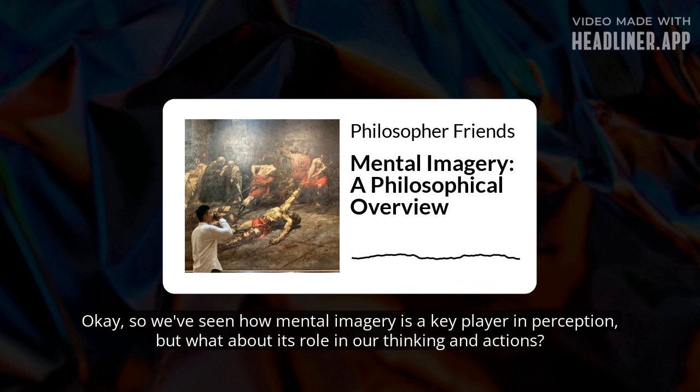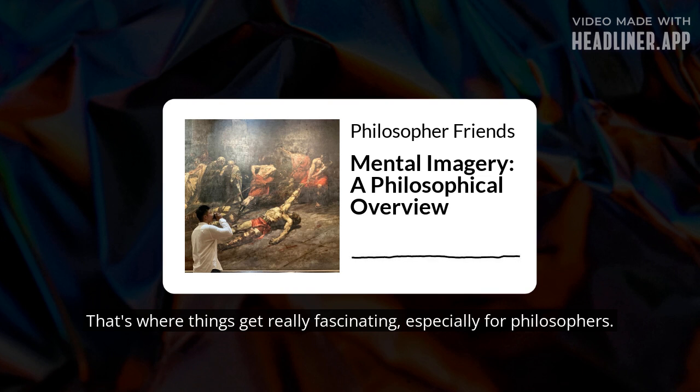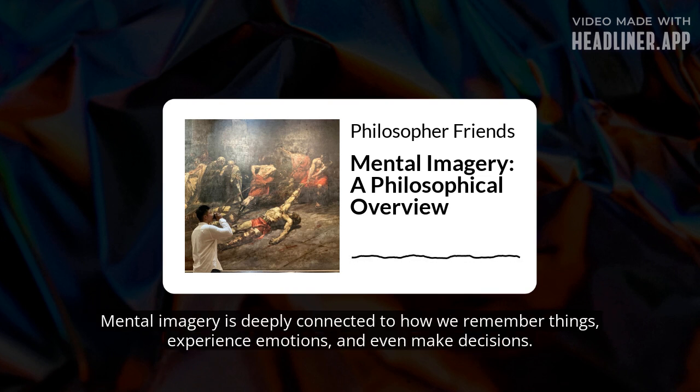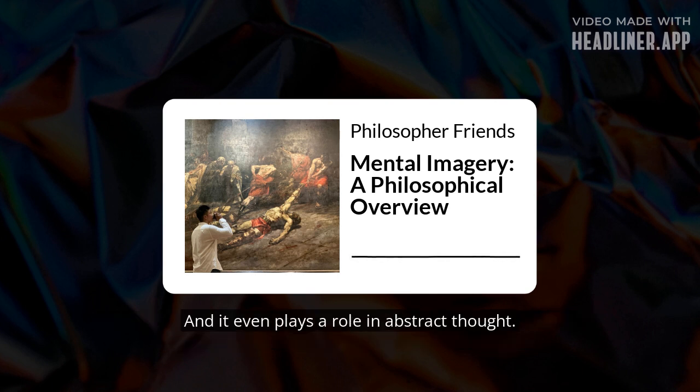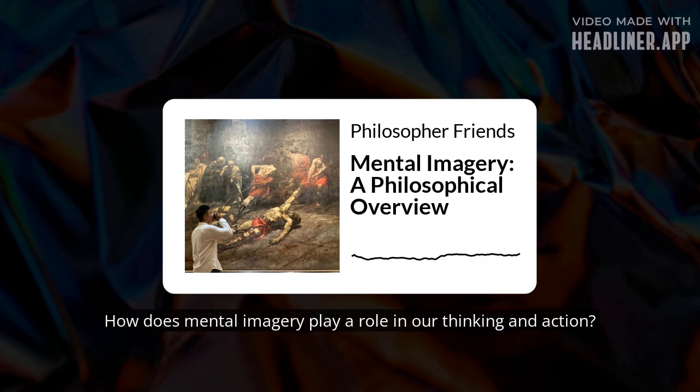Wow. Okay, so we've seen how mental imagery is a key player in perception, but what about its role in our thinking and actions? That's where things get really fascinating, especially for philosophers. Mental imagery is deeply connected to how we remember things, experience emotions, and even make decisions, and it even plays a role in abstract thought. So let's dive into that then. How does mental imagery play a role in our thinking and action?